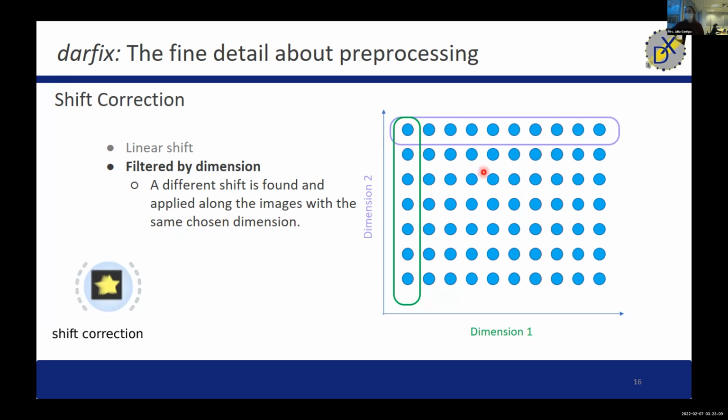For example, if you look here, where the circles are your images, and this is the shape of your dataset, if you filter by dimension 2, then you will have a different linear shift for the first row, a second linear shift for the second row, etc. The same would happen if you filter by dimension 1, but with the columns.